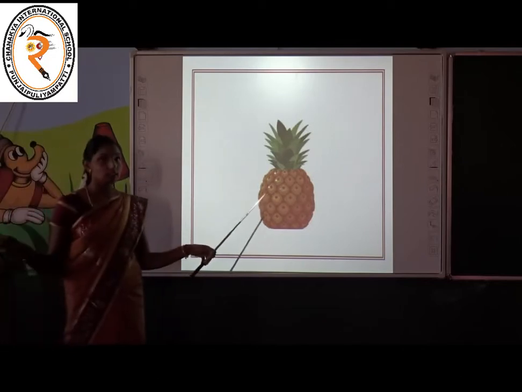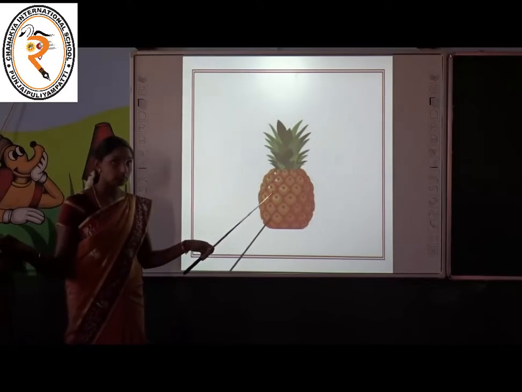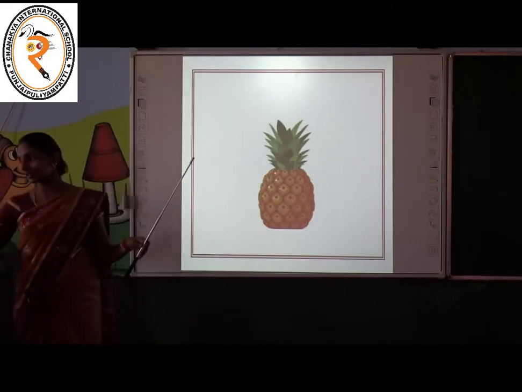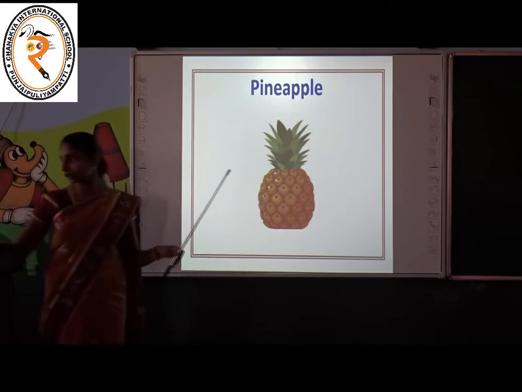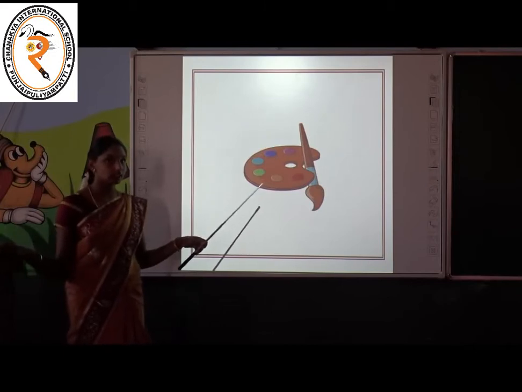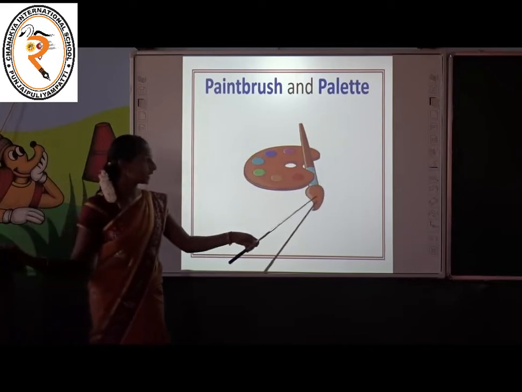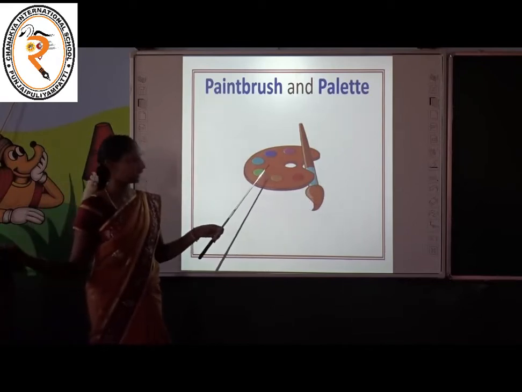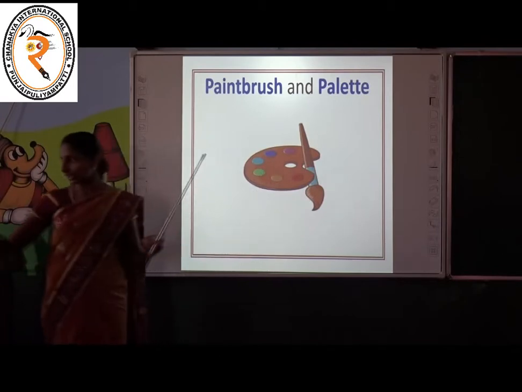Children, can you see this? What it is? Yes, this is a fruit. Very good. Can you name this? Correct, children. Keep it up. Pineapple. What it is? Pineapple. Very good. Next one. What it is, children? Can you tell me? Do you like coloring? Do you like painting? Then you can know this name. Yes, this is paint brush and this is palette. Very good. What it is? Paint brush and palette. Very good.